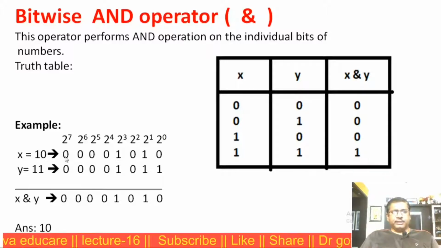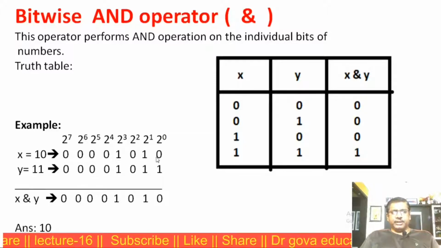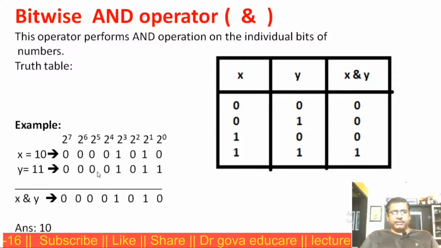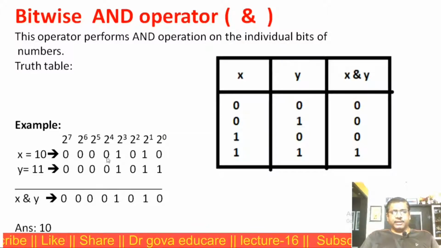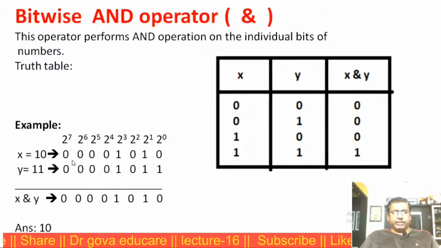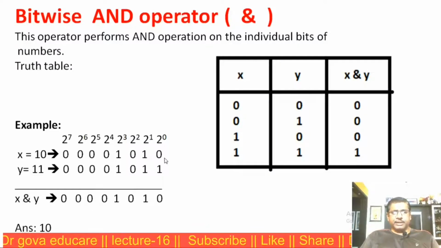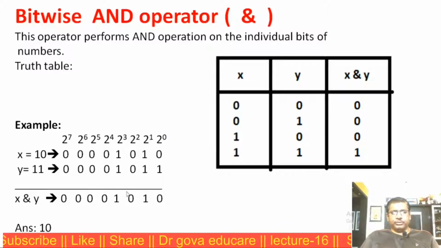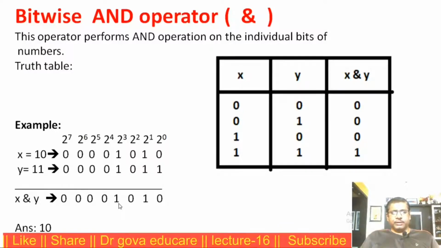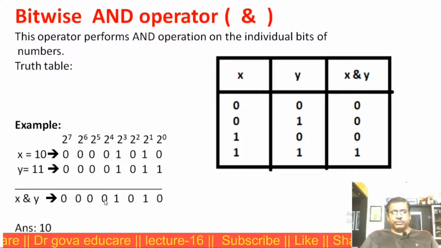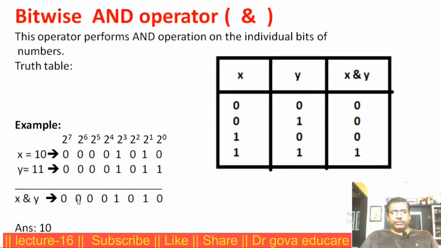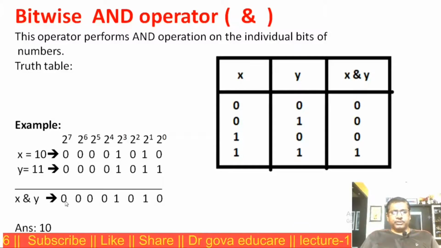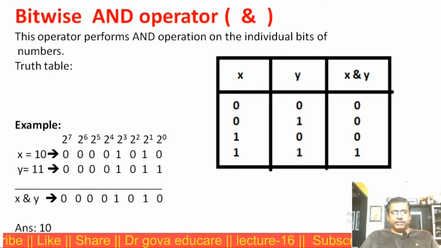X equal to 10, 8-bit binary representation. Y is equal to 11, 8-bit binary representation. Now here we are performing AND operation, X and Y. 0 and 1, 0. 1 and 1, 1. 0 and 0, 0. 1 and 1, 1. 0 and 0, 0, and the remaining bits 0 and 0, 0, which is equivalent to 10.